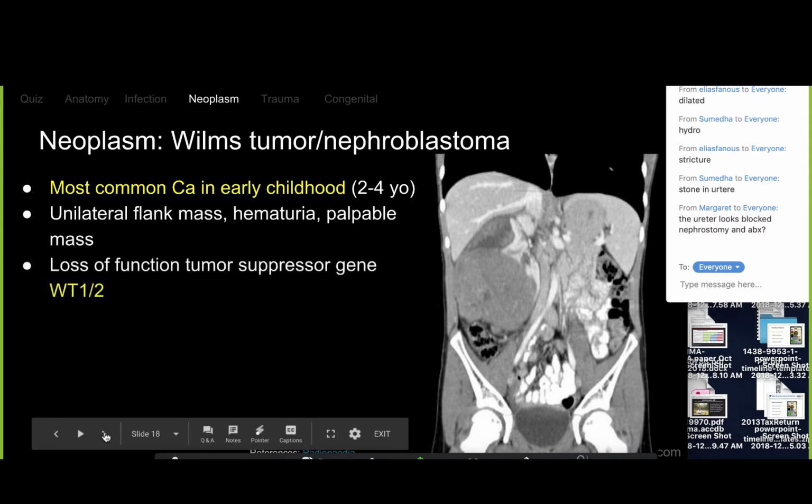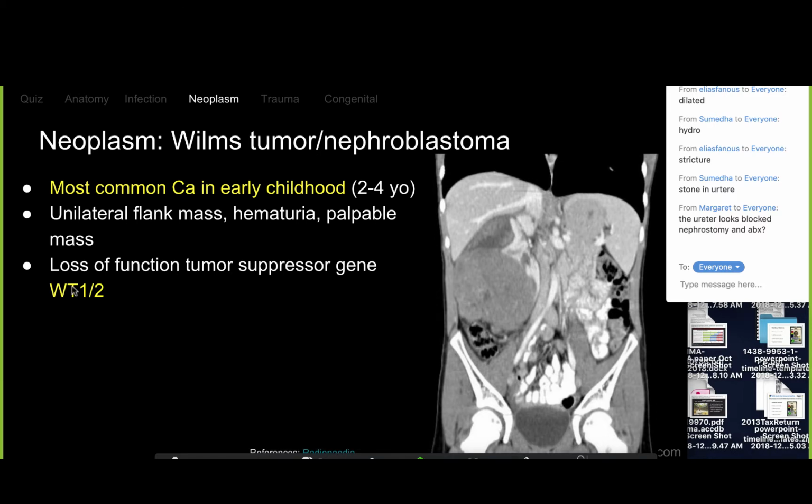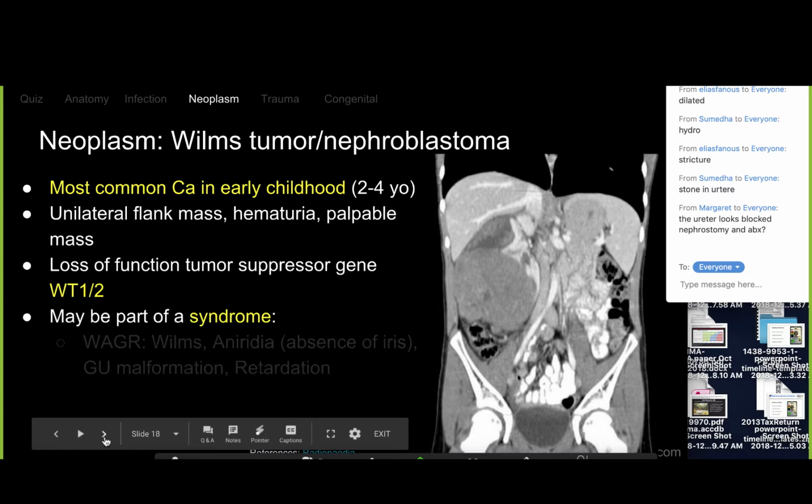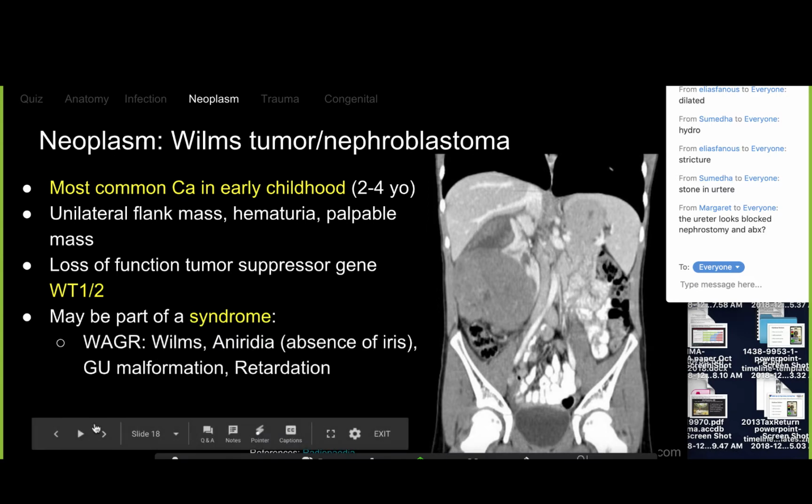So patients typically present with a palpable mass, hematuria, and flank pain, and it's related to a genetic defect in the Wnt1/2 suppressor gene, and it can be part of a syndrome, the Wagner syndrome, or the Beckwith-Wiedemann syndrome.